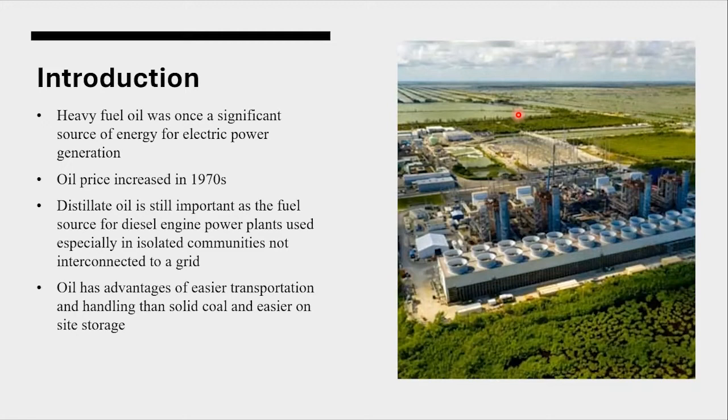Liquid fuels may also be used by gas-powered turbines, especially for peaking or emergency services. Distillate oil is still important as the fuel source for diesel engine power plants, used especially in isolated communities not interconnected to a grid. As you can see in the picture, it is a power plant that is not connected to a grid. Next, oil has advantages of easier transportation and handling than solid coal and easier on-site storage as it is liquid.